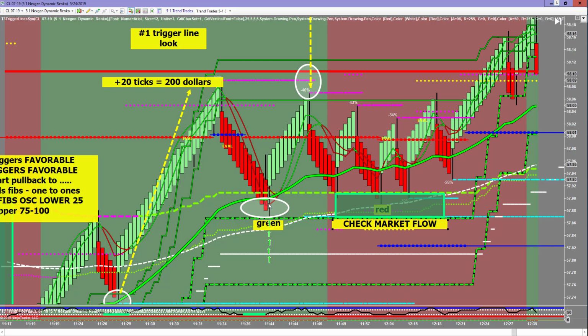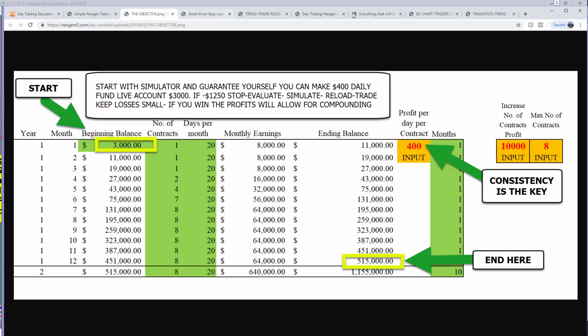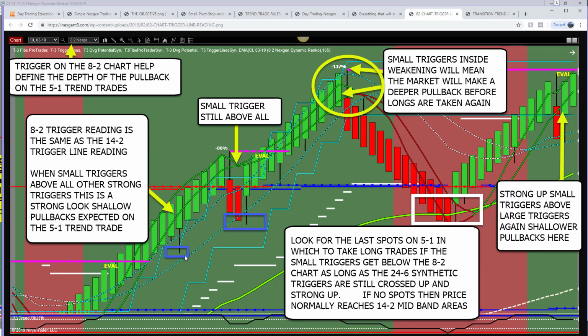Vittorio, the background color is representative of the 8-2 chart. So if the 8-2 chart triggers are above the large, it's green. If they're below, it's red. Okay? So I did this to make it easy so we don't have to go back and forth and look at all the charts.